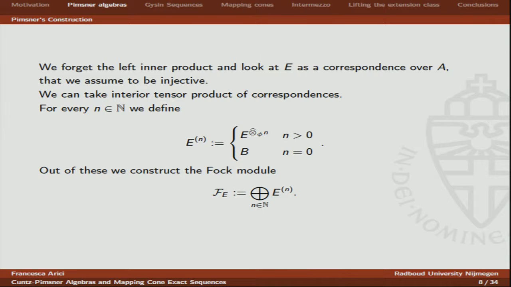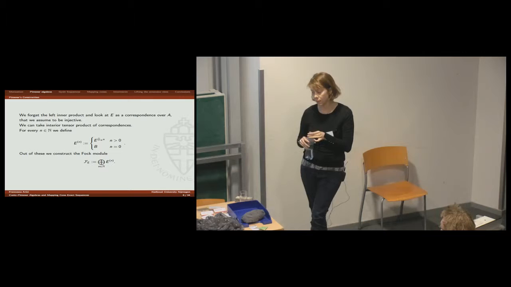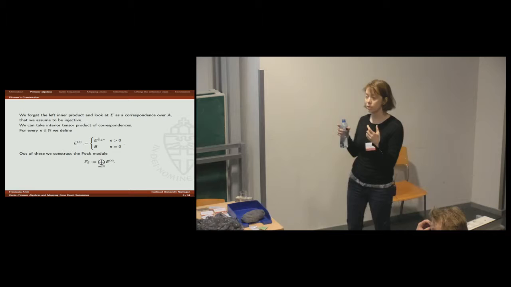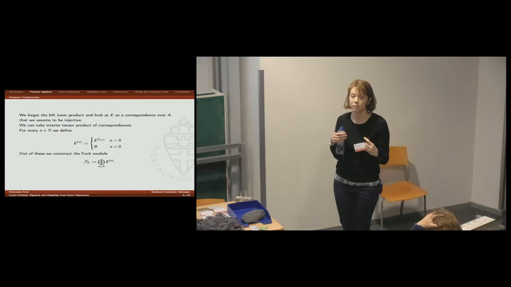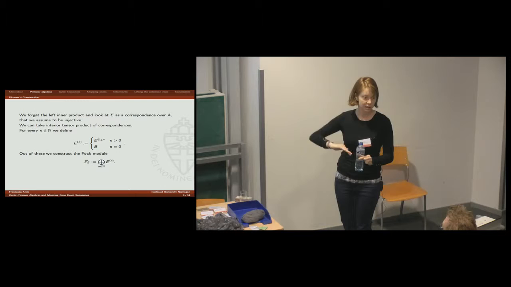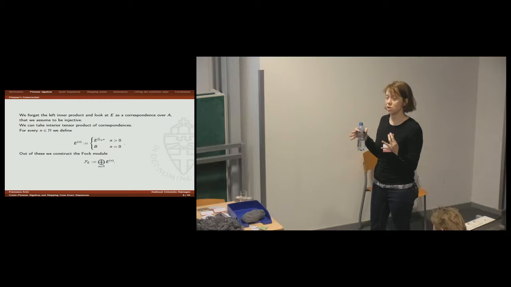Now I will describe Pimsner's construction in this more general framework. In the description that Gianni gave, the module had the special property of being a self-Morita equivalence, which in particular implies that its dual is also a self-Morita equivalence. And so when one takes the interior tensor product, one can also take an interior tensor product of the negative powers, so of the dual module. And one gets a Fock module that has two sides, so it has positive powers and negative powers. In the more general case where we are only dealing with an injective correspondence, this is no longer true. So we have to change a little bit our construction.